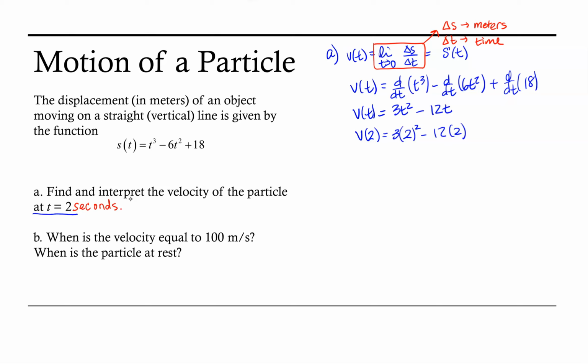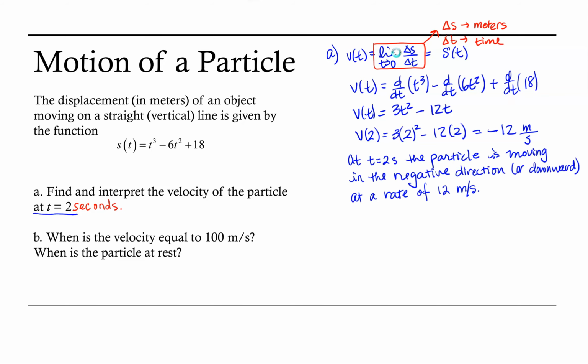Okay, so when we come down here and we're looking at our velocity, we end up with 3 times 2 squared is 12, and 12 minus 24 is negative 12. And now we need units attached to this, and this would be meters per second because of this original ratio in the definition of velocity. So now let's go ahead and interpret that.